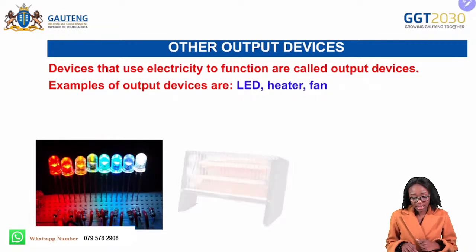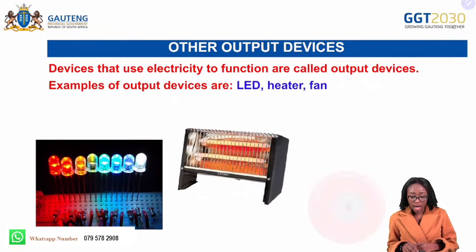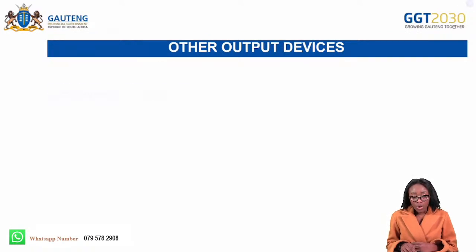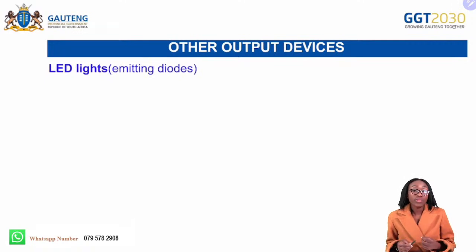We've got LED lights, there they are. We've got a heater, and we've got an alarm bell. Now, LED lights, what are those? We also call them light emitting diodes.